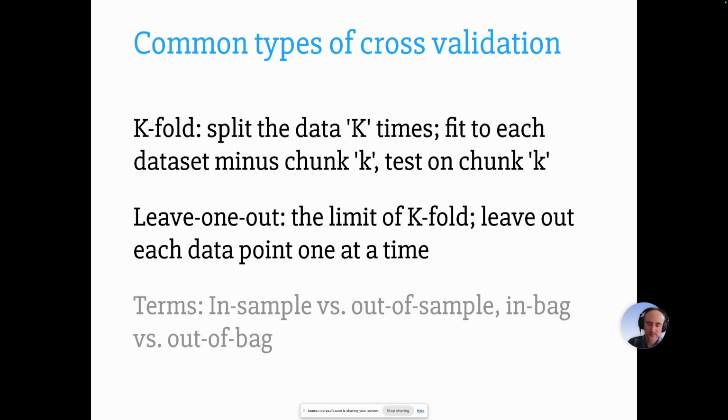And then just some terms that I'm probably going to end up using that are frequently used in this field. Sometimes we talk about in-sample versus out-of-sample data. So above in this k-fold example, the in-sample data are the data that you fit to, and the out-of-sample data are the data that you test on, that you've left out of your model. Sometimes that's called in-bag versus out-of-bag data. That's, I think, more common in the machine learning literature, cross-validation.